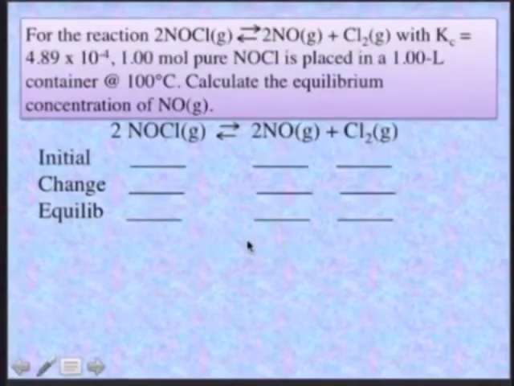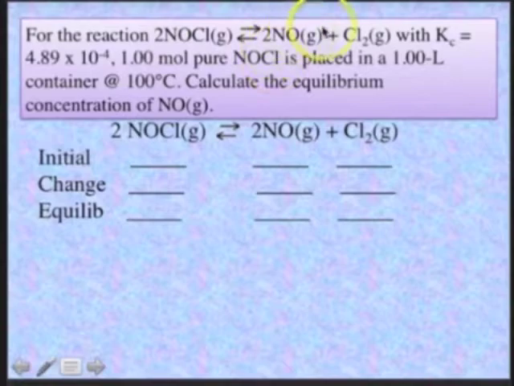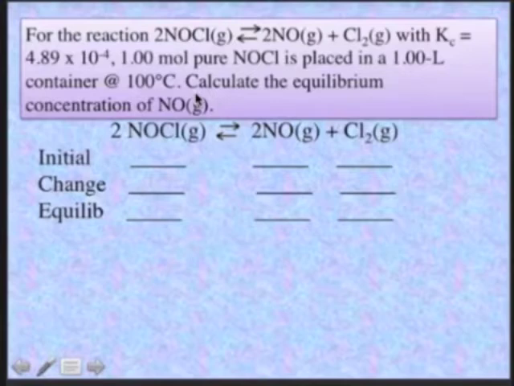Okay, now let's try this one. For the reaction 2NOCl yields 2NO plus Cl2, Kc is 4.89 times 10 to the minus 4. We have 1 mole in 1 liter, 1 molar of NOCl. We don't have any products. Calculate the equilibrium concentration. I'm giving you this one because I want to show you how to test to see if you can escape the dreaded quadratic equation by doing the approximation.